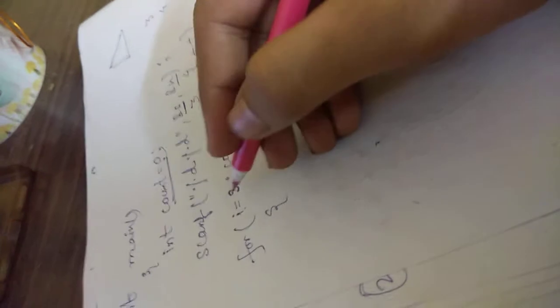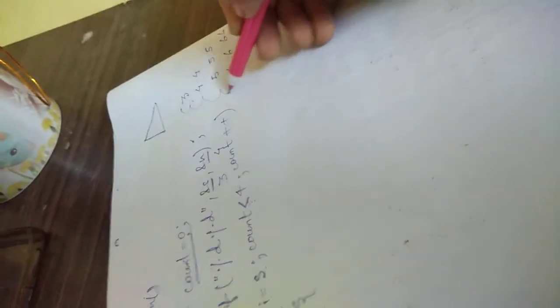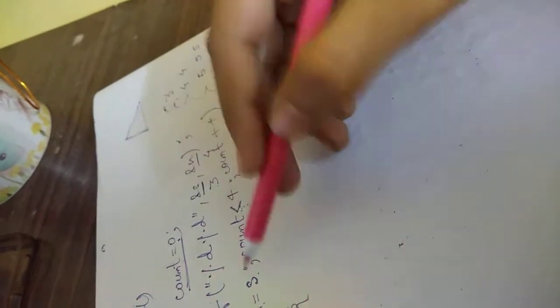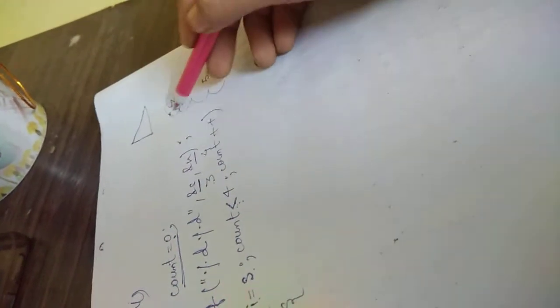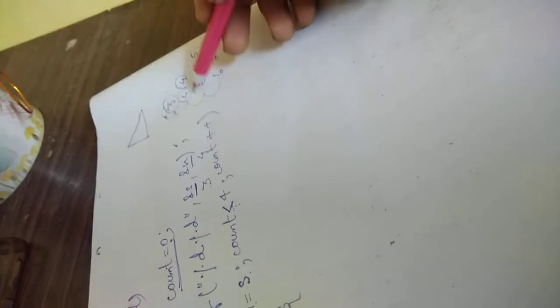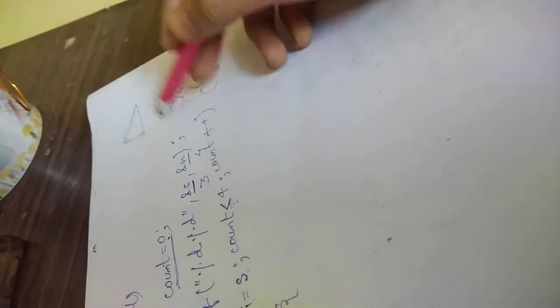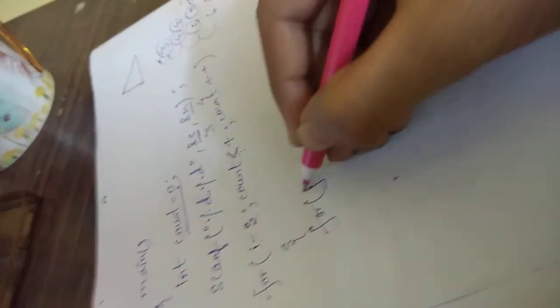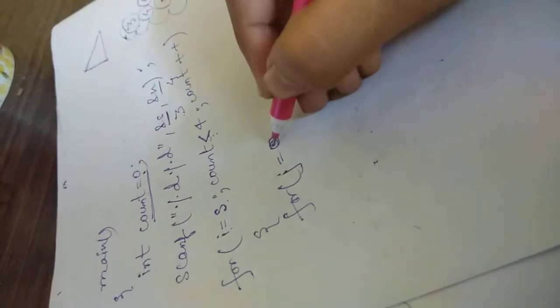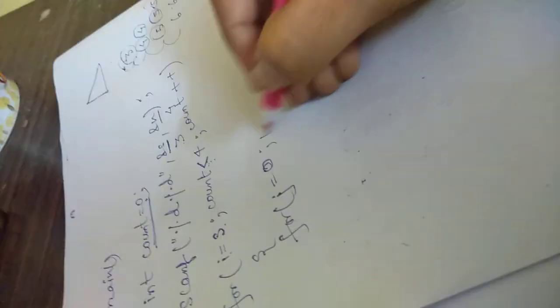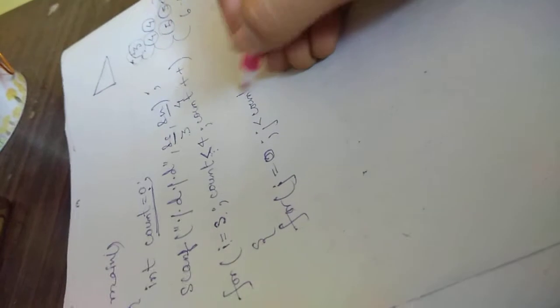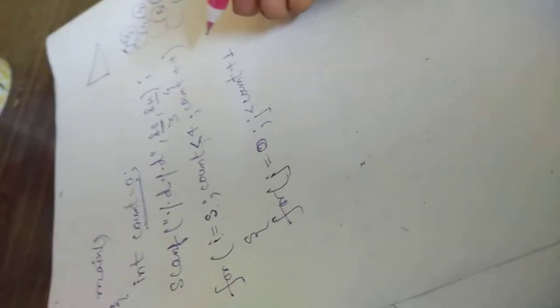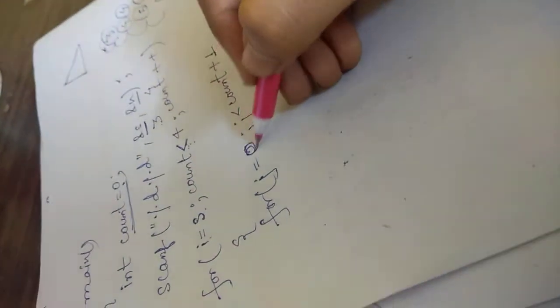Then to print, this is the loop: first loop, second loop, third loop, fourth loop. And inside this loop we have to print the values. So to print the values inside a loop, we will use an inner loop, that is j. So j will start from 0. j should be less than count plus 1.